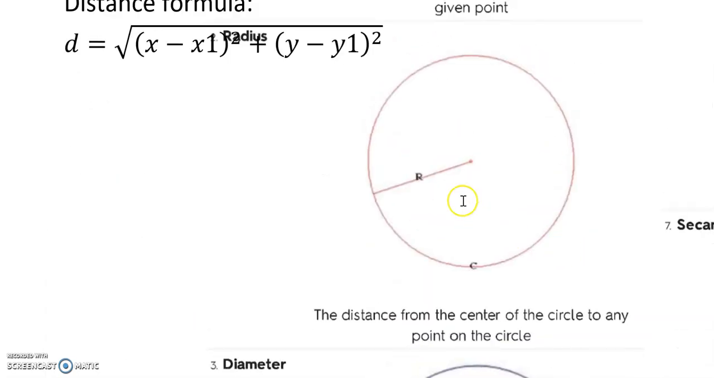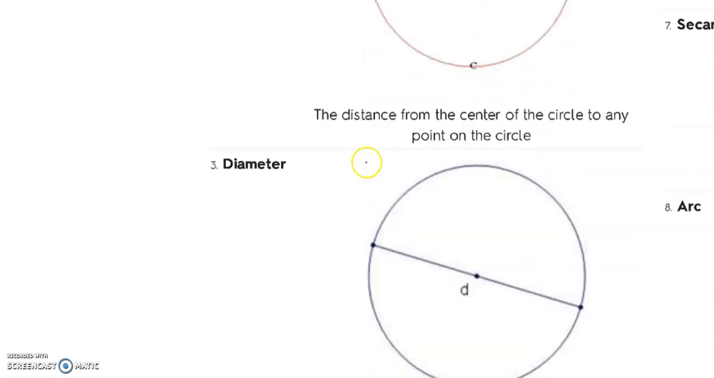Now, we know a radius. A radius is the distance from the center to any point on the edge. We know that a radius could be drawn any way that we want, and they are all going to be congruent to each other. So if you know the radius in one spot, you know the radius in another spot.